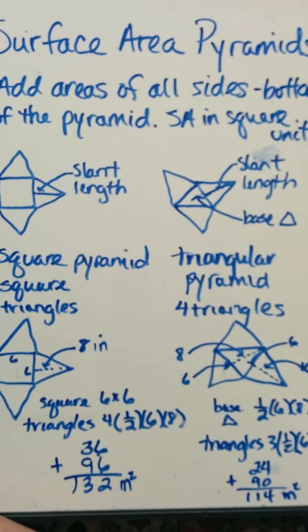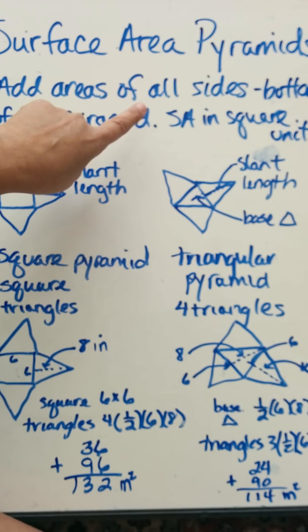Okay, hi everyone. Today we're going to go over surface area of pyramids. Surface area is generally where you just add up all the areas of all the sides of the pyramid, including the bottom. So we're going to add all the areas of all the sides of the pyramid and the bottom.